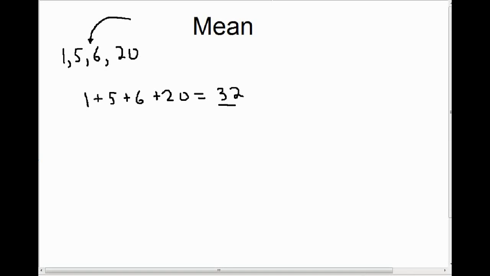And since there are 1, 2, 3, 4 values here, we're going to divide that by 4 to figure out what the mathematical middle is here. And as it turns out, the mathematical middle is 8.